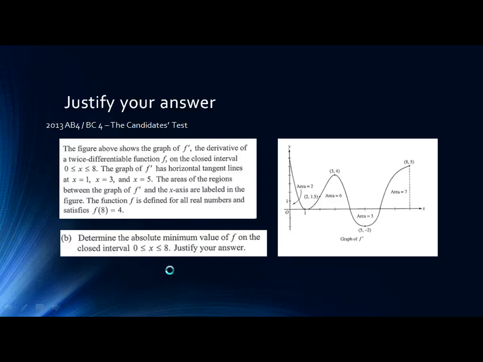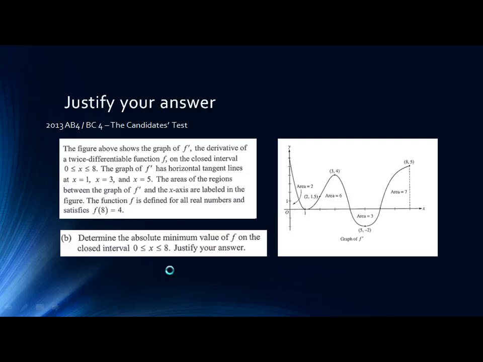Test endpoints, 0 and 8. So relative extremes are zeros. Could you test 1 and 6? Yes, but which one will automatically say it's not going to be at the min? It's also not going to be at 1. Why, guys? The f prime is positive. What's f doing? Increasing. Increasing to 1, and then it keeps on doing what? Increasing. And how much?